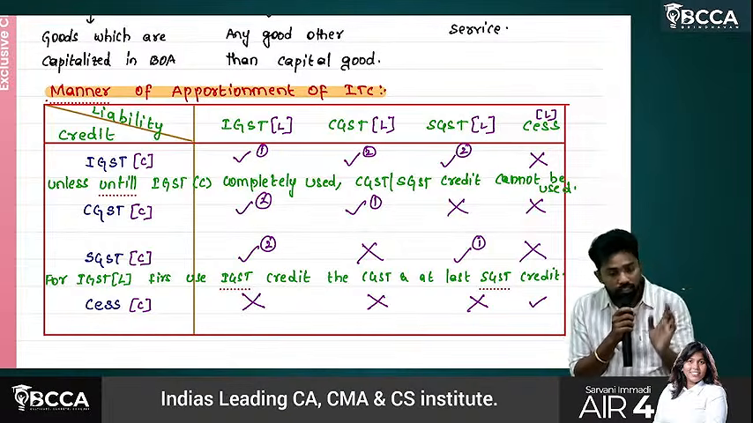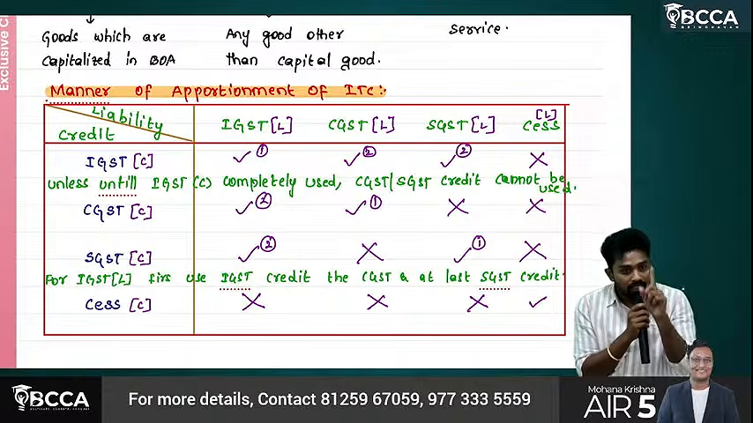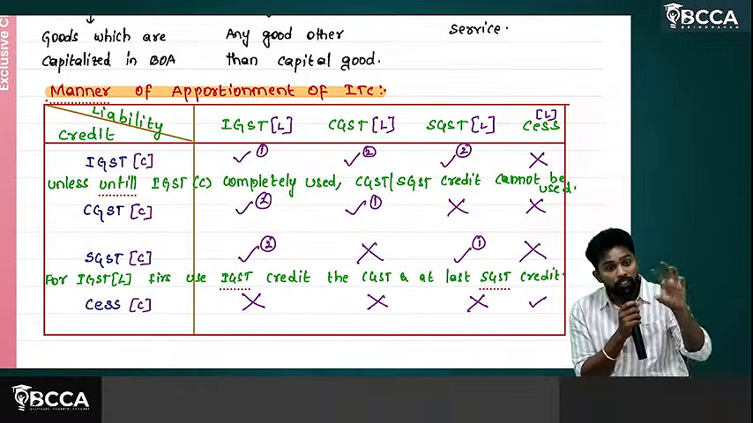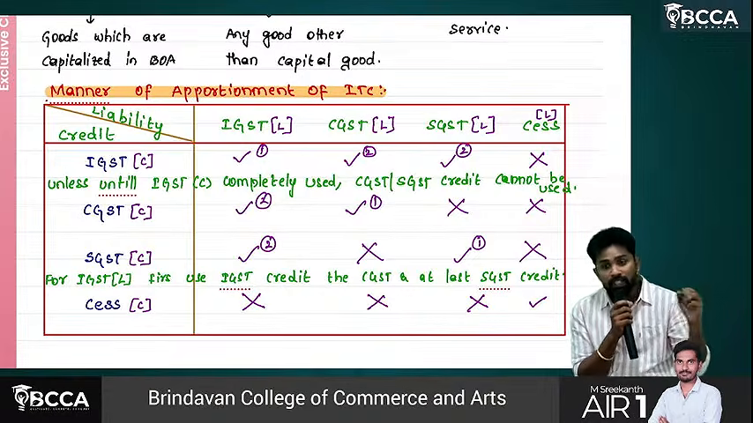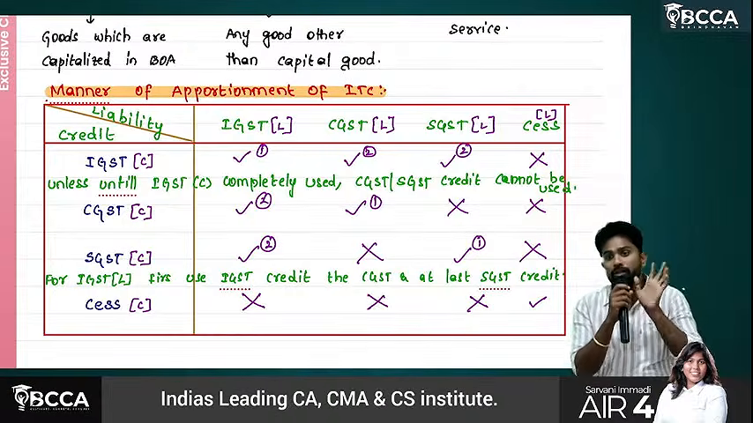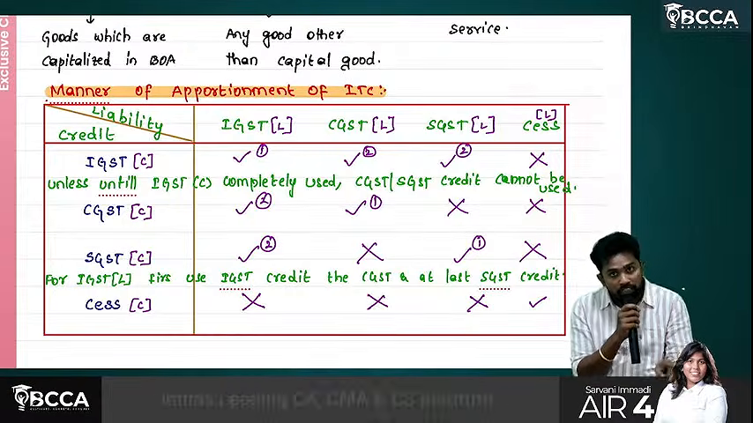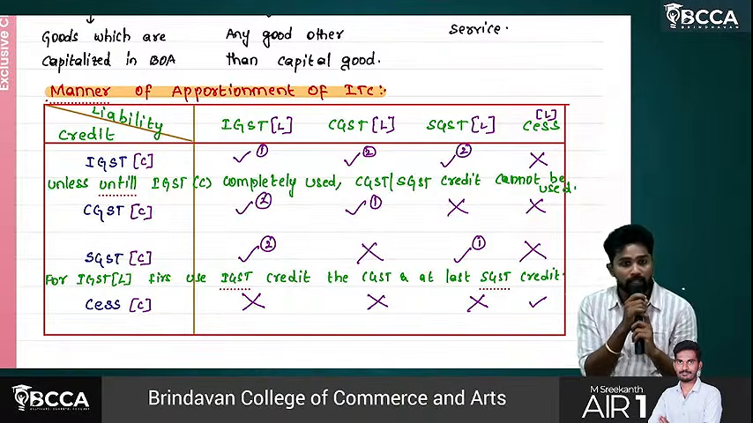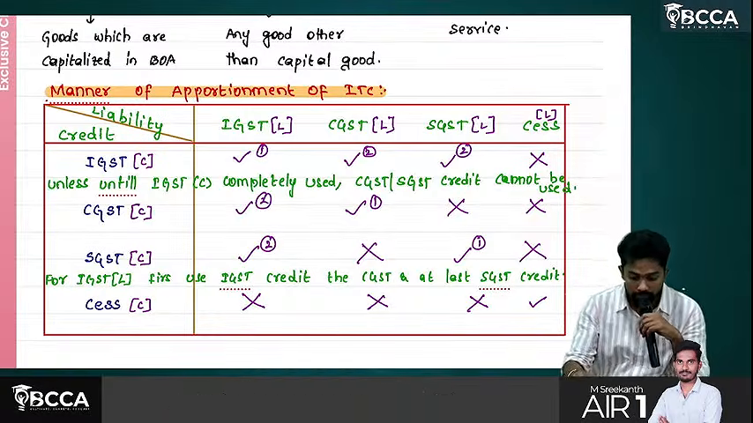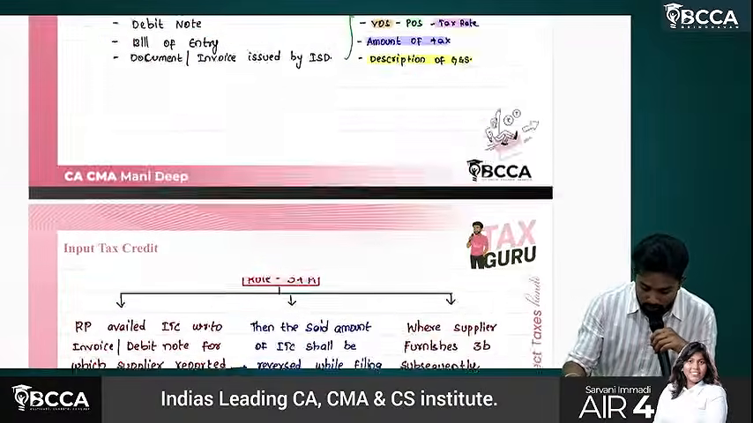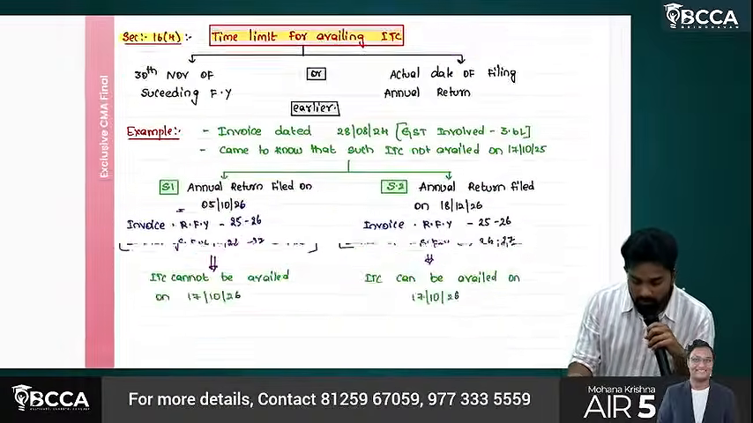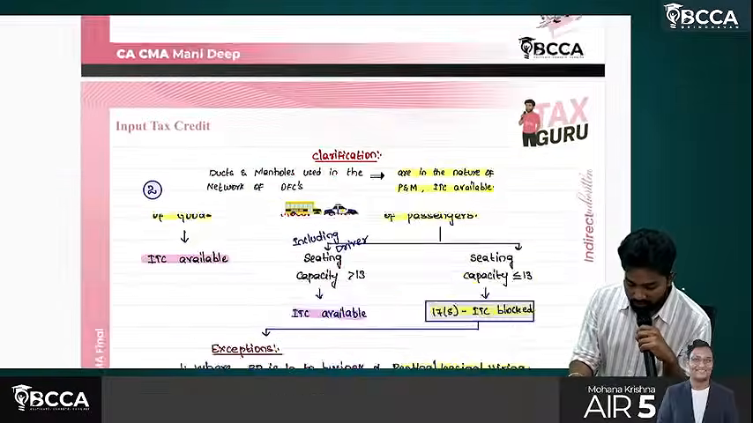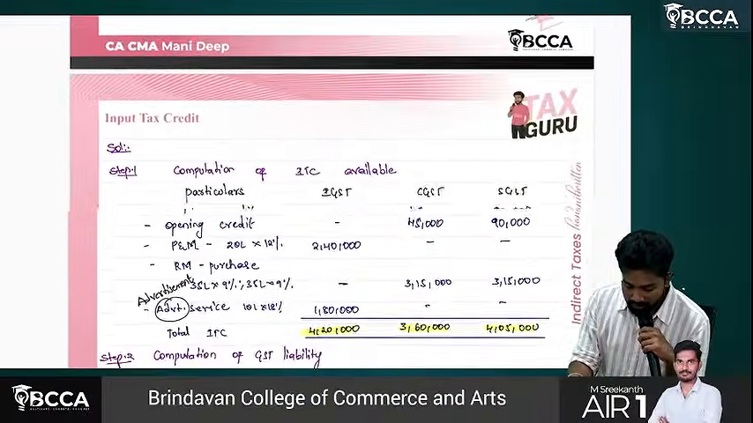Okay, this is also done. Then the last one is about cess. Sir, even if any compensation cess is paid, that compensation cess also can be taken as credit. But compensation cess can be adjusted only with compensation cess liability. Okay? So before going into the concept, sir, there are certain basic illustrations. We'll solve them.